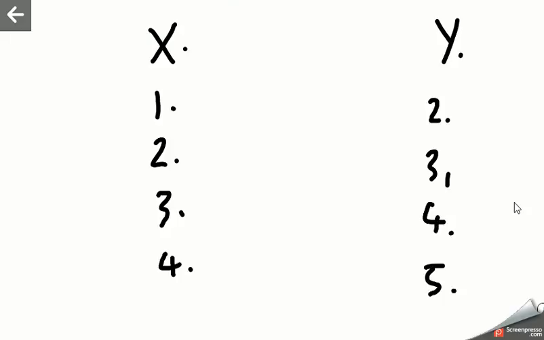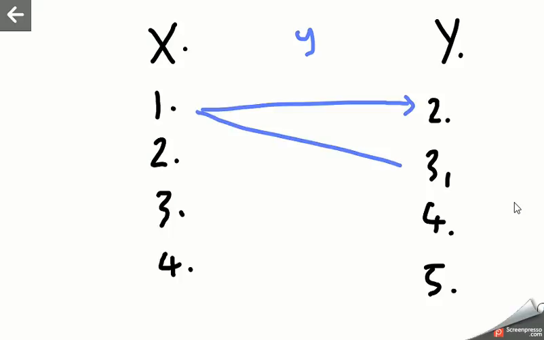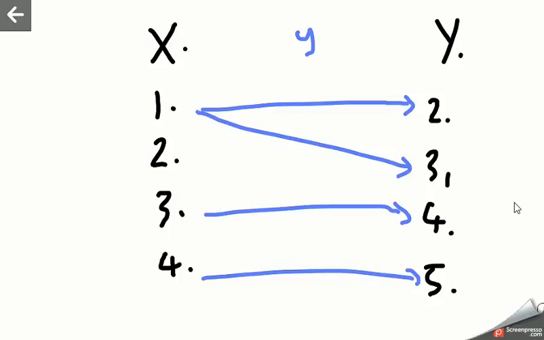And our function y, our object y this time, is going to take 1 to 2. It's going to take 1 to 3. And it's going to take 3 to 4. And it's going to take, you know what? I'll take 4 to 5. Why not? Is this thing still a function? The answer is no, it's not.